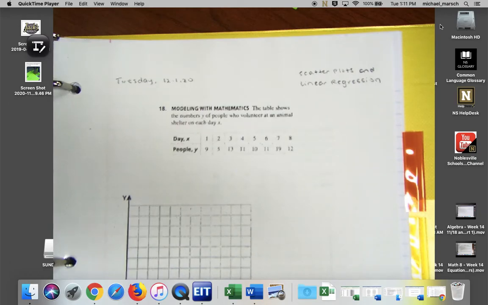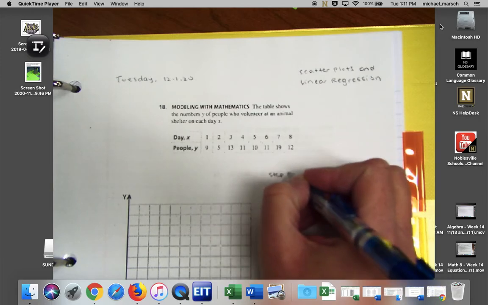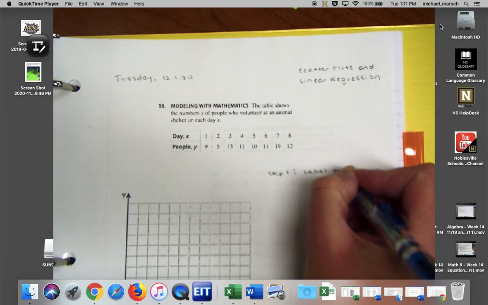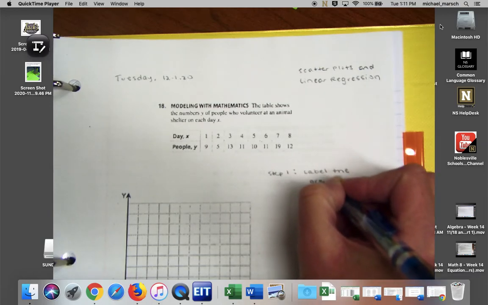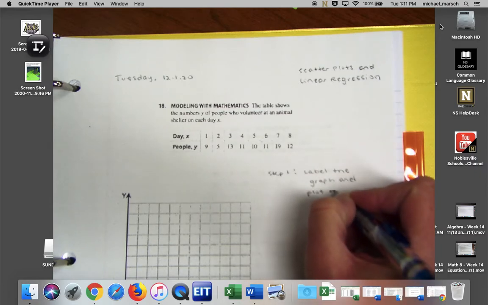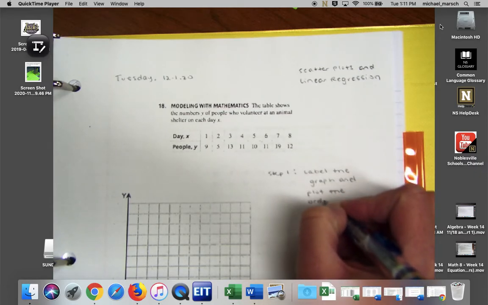All right, so there are steps. Step 1 is going to be to label the graph and plot the ordered pairs.